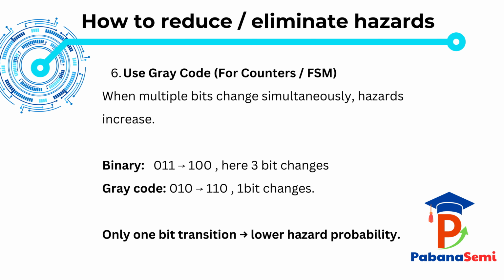Now, compare that with Gray code. In Gray code, only one bit changes at a time. For example, 010 transitions to 110. Only one bit changes. Because only a single bit transitions, there are fewer reconvergent timing mismatches.